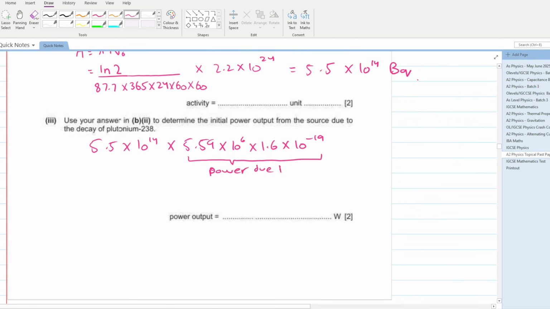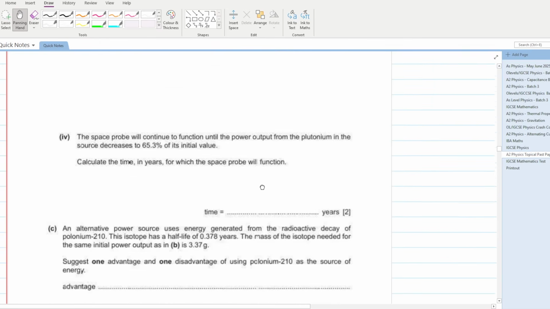Let me also tell you, this is the power due to one nucleus, and these are the number of nuclei. Simple as that. So let's multiply both of them together. 5.59 into 10 raised to the power of 6 into 1.6 into 10 raised to the power of minus 19. This comes out to be 493. The initial power output is 493 watts. Simple as that. Let's move on to the next one.